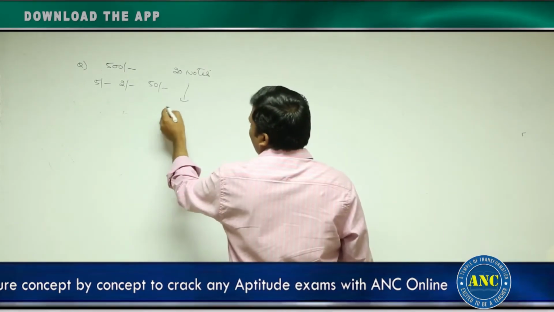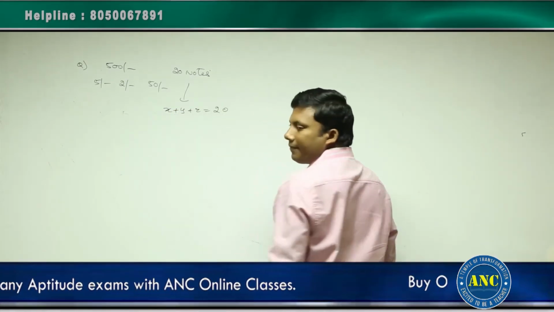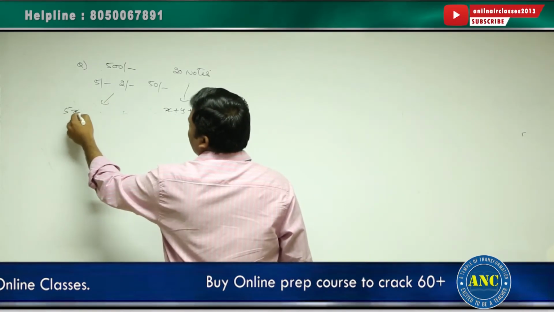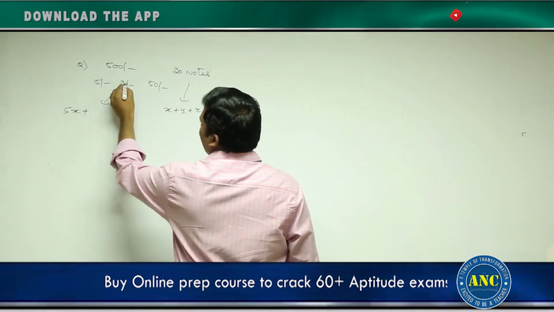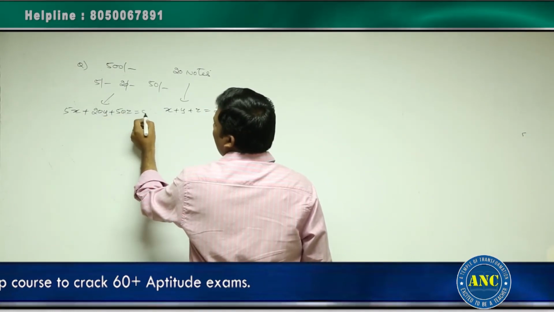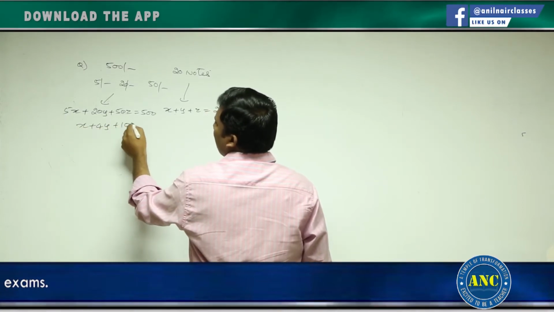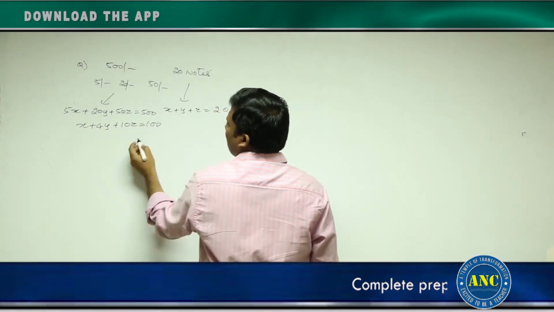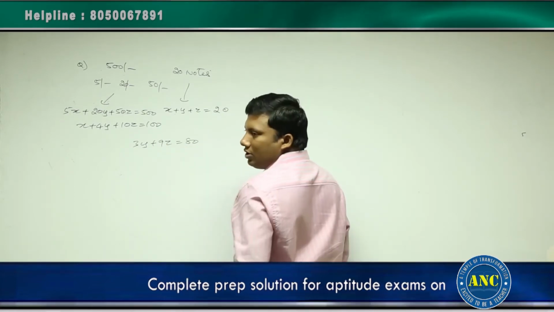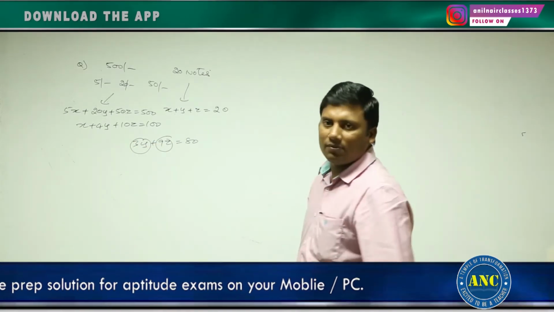So a total of 20 notes I have to give. x plus y plus z is 20. This is 5x plus 20y plus 50z equivalent to 500. So x plus 4y plus 10z equivalent to 100. If I subtract, 3y plus 9z equivalent to 80. This is divisible by 3, this is divisible by 3. Is 80 divisible by 3?